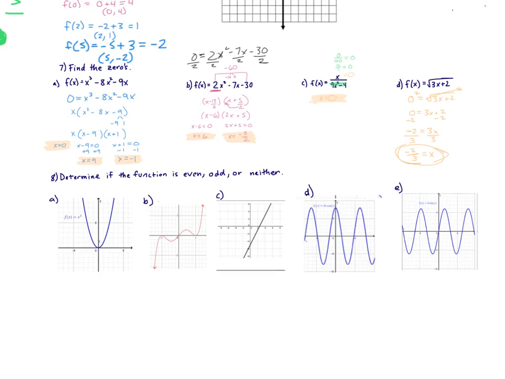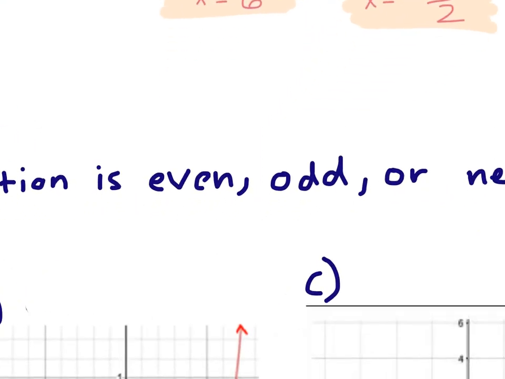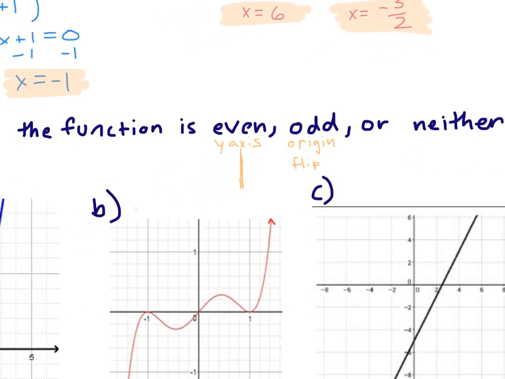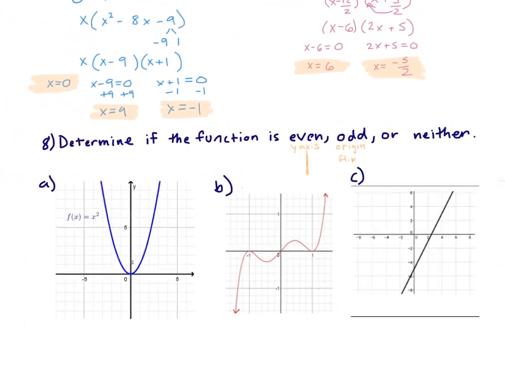Okay, for number 8, we need to determine if the function is even, odd, or neither. We know if a function's even, it's going to be symmetrical over the y-axis. If it's odd, it's going to be symmetrical over the origin. So for the origin, we would flip it upside down. So we flip the graph upside down and see if we get the same thing. And then if it's neither, it's just going to be not symmetrical over the y-axis or the origin.